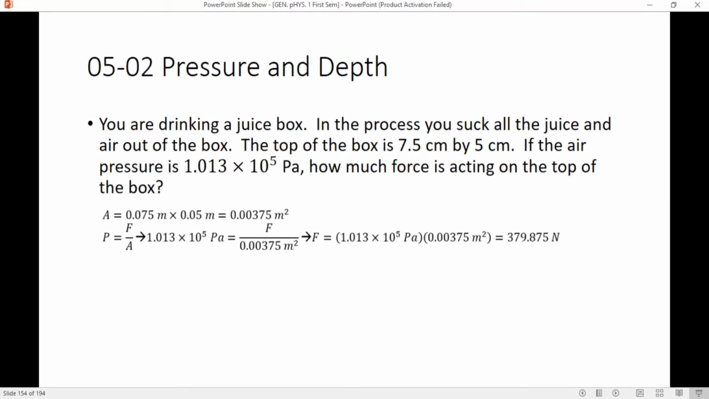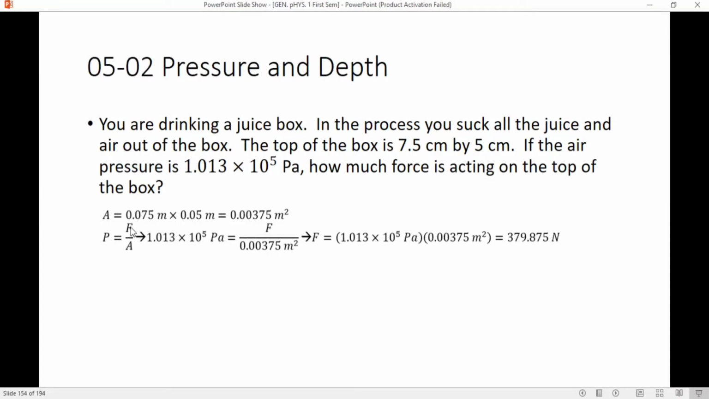So, 37.5 divided by 100 is equal to 0.00375 meters squared. So this is now your area.